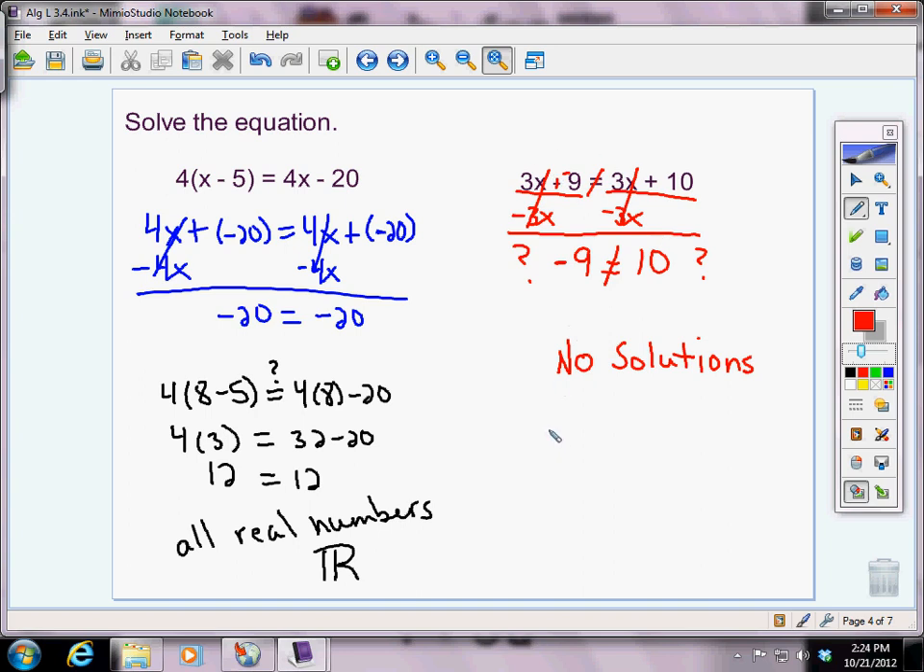So when you're coming across problems, if you ever get something where both sides end up being exactly the same, or you get something where it's just not possible, you have two answers you can put. All real numbers or no solutions.